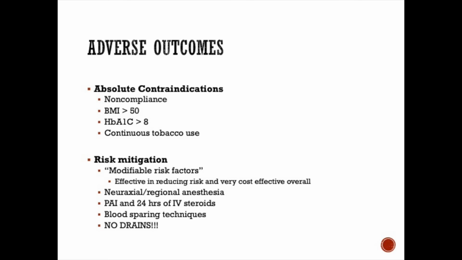Continuous tobacco abuse. One of the biggest problems with that is going to be infection and wound healing complications. Tobacco needs to be stopped prior to surgery. So risk mitigation, modifiable risk factors. So things like tobacco, weight, obstructive sleep apnea, things like that need to be treated, need to be discovered, need to be helped and improved prior to considering surgery. Things like age, presence of a clotting disorder, history of a prior MI.